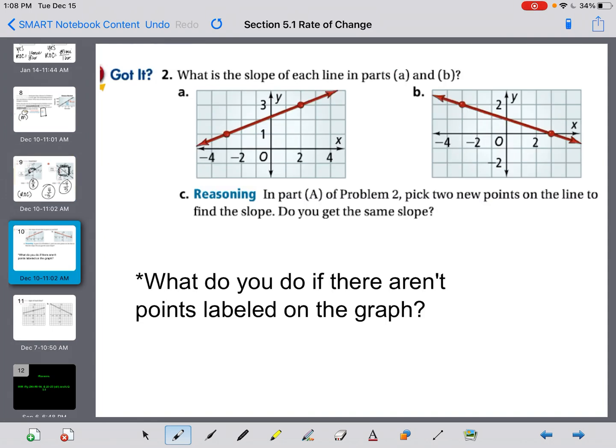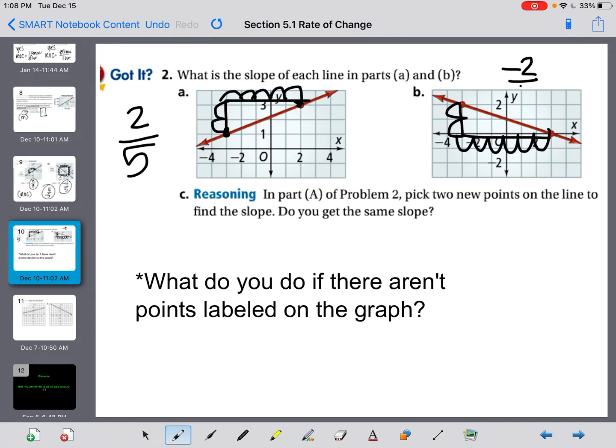All right, so what happens if I don't have any points labeled on my graph? You can pick any points that land exactly at a cross. These are chosen for you. So I'm going to draw my triangle and I'm going to rise 2, run 1, 2, 3, 4, 5. Okay, this one, I'm going to rise -2, run 1, 2, 3, 4, 5, 6. Then I can simplify this to -1 over 3.